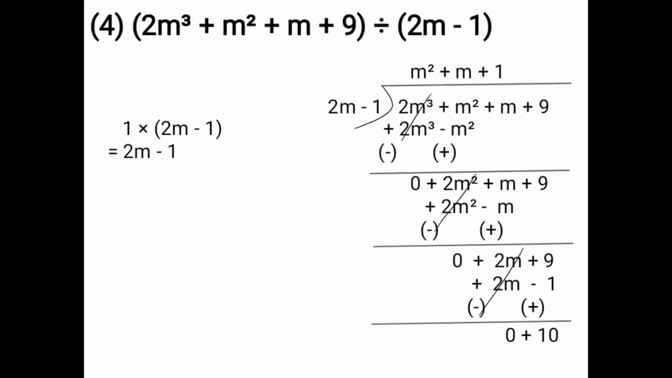Then write the quotient and remainder. Quotient is m square plus m plus 1. Remainder is 10.